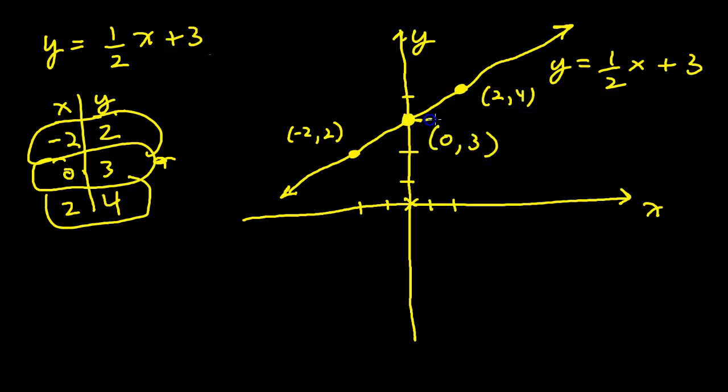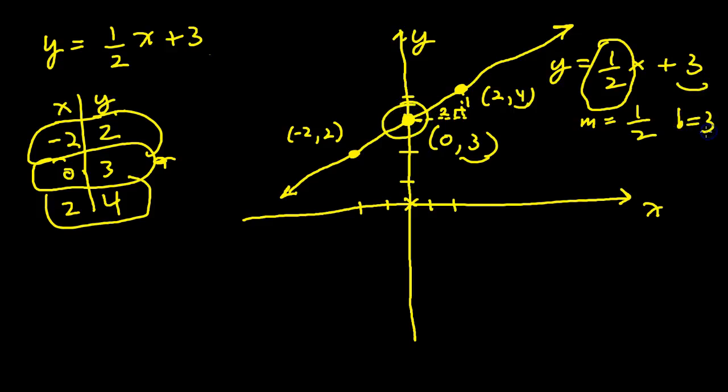Notice the slope here. If I draw a slope triangle between these two points, I go from 0, 3 to 2, 4. My change in x is going to be positive 2, and my change in y is going to be 1. Y goes from 3 to 4. So my ratio of rise to run is 1 over 2. My slope is indeed 1/2. We already knew that because it's in slope-intercept form. And the y-intercept is, of course, positive 3, and we knew that also.